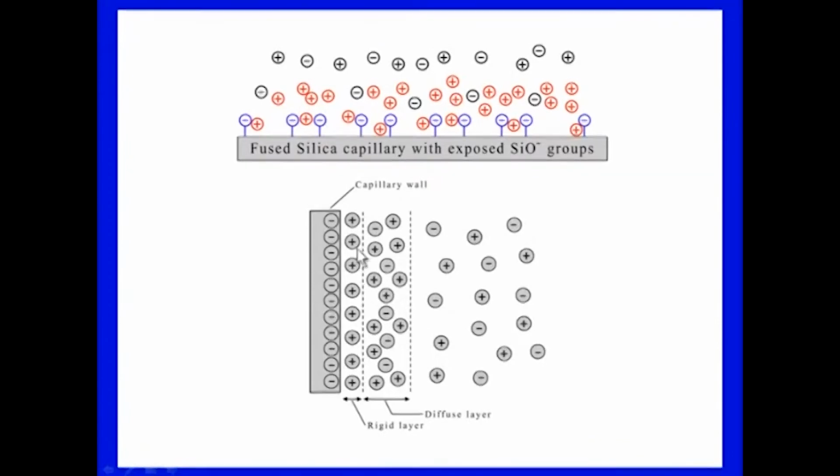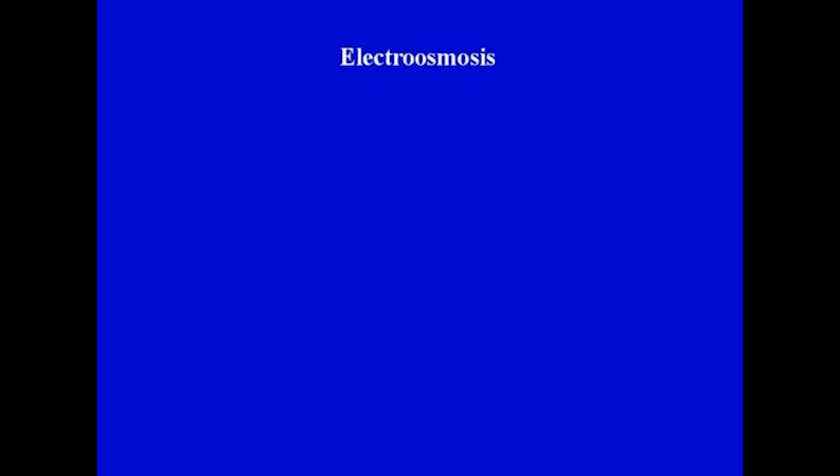Now, what you have seen here in this figure, there is a fixed, rigid layer, and there is a diffused layer, the Stern layer actually. So, the rigid layer is very close to the wall, and the diffused layer has some leeway to move around. So, the electroosmosis or electroendosmosis flow is utilized in capillary electrophoresis, and the separations occur due to this phenomenon.